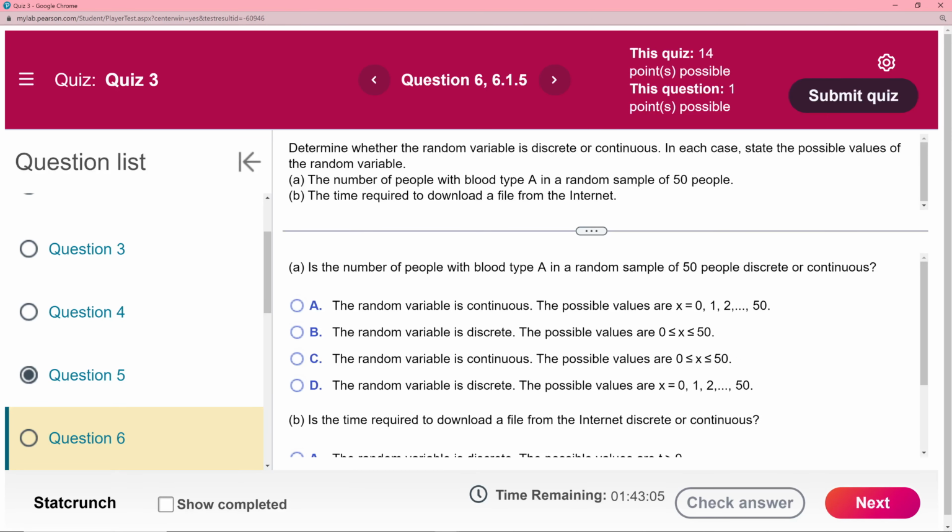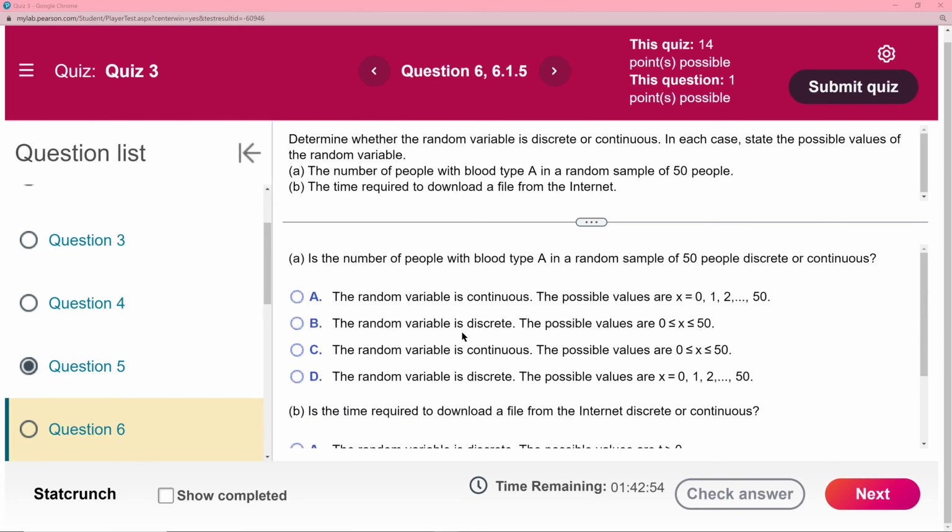Now, StatCrunch could handle that problem too pretty easily. You simply would go over to your calculator and choose binomial, and therefore you'd be able to enter that in there pretty easily.